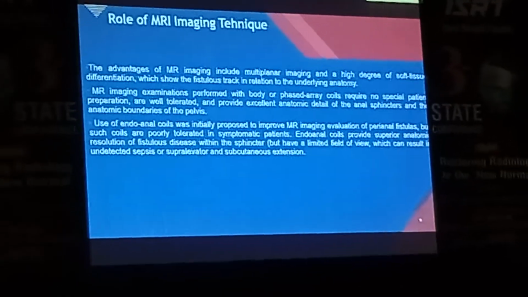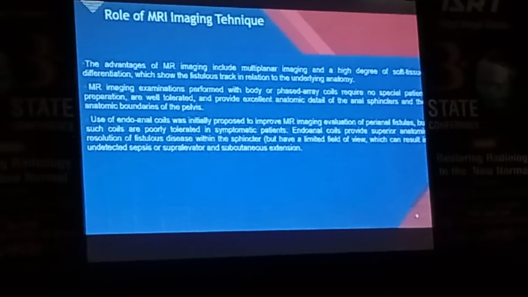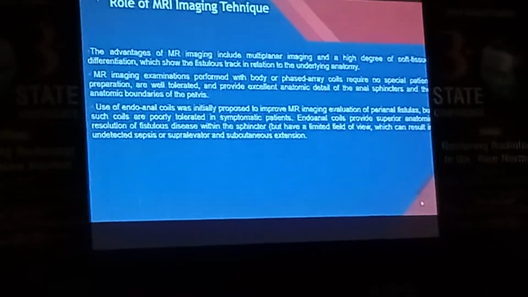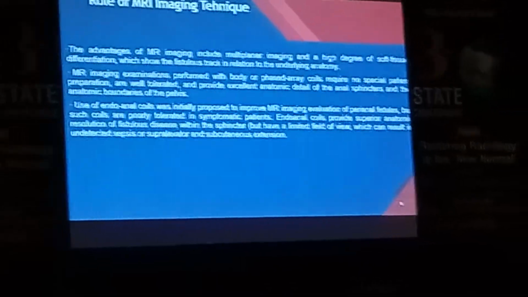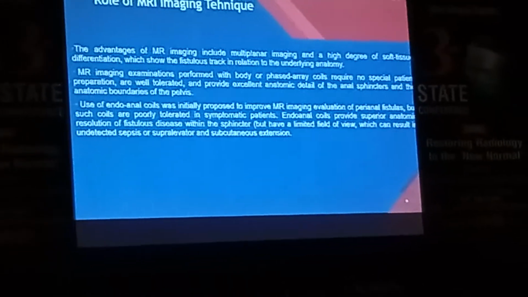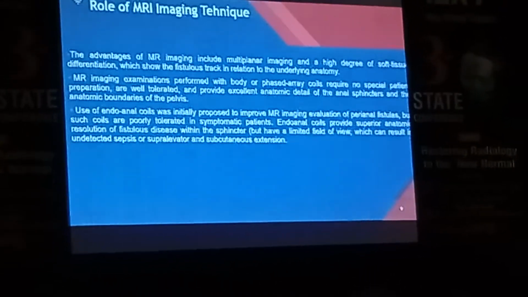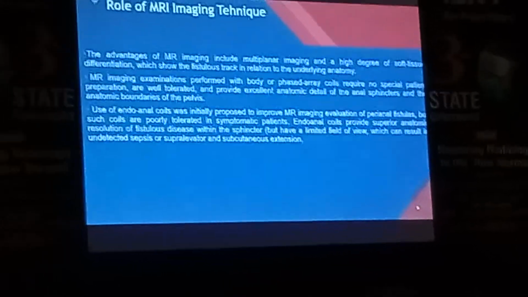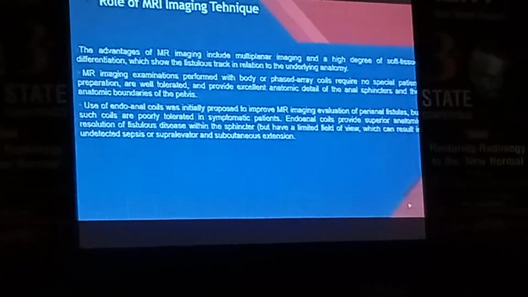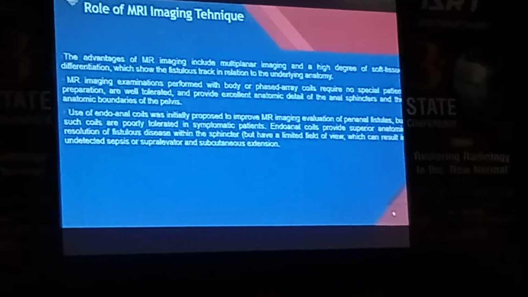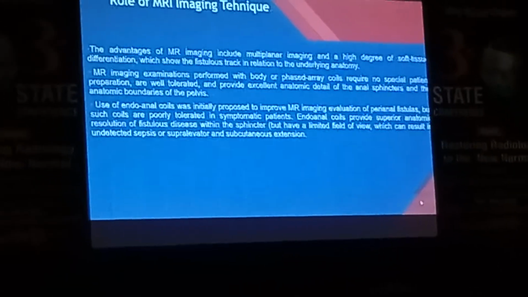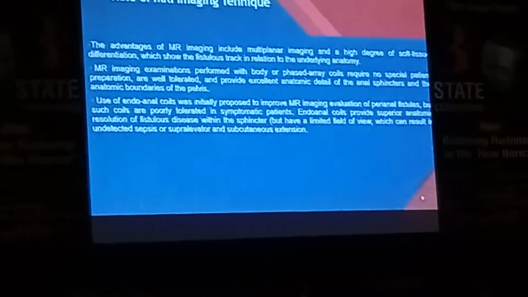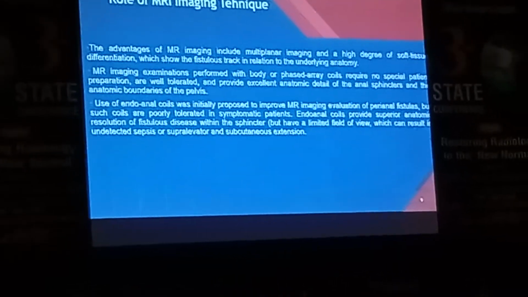Use of endoanal coils was initially proposed for MR imaging evaluation of perianal fistula, but it is still not widely used because it has a small FOV. With a small FOV, we can miss the abscess or any other complex tract. But it has good resolution compared to the normal fistulogram. Still, we widely use the normal MRI fistulogram.